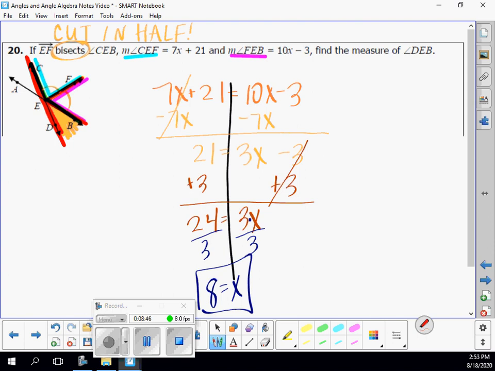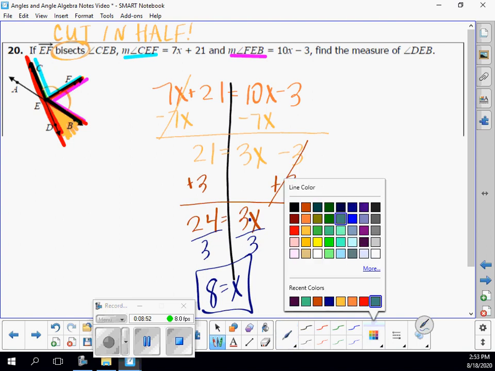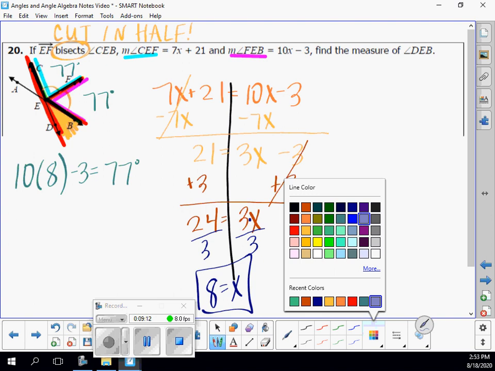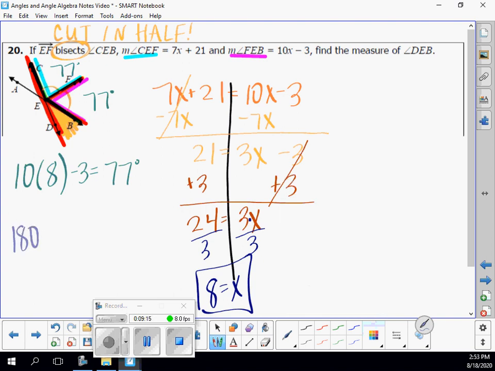So what I can do is I can take my 8 and I can plug it in to either of these two angles because they're equal, so it does not matter. So if I take it and I plug it in and I say 10 times 8 is 80 minus 3 is 77. Well, they're equal, so if one is 77, the other one is 77. And again, I'm saying that the whole thing should equal 180 degrees. So if I take 180 and I subtract one of the 77s and subtract the other 77, that gets me a total of 26, which is what's left over for angle DEB.